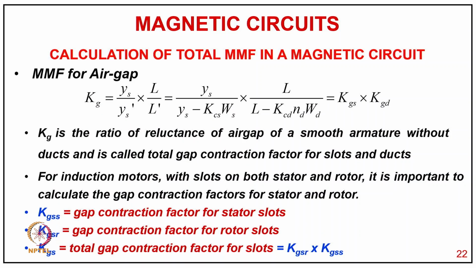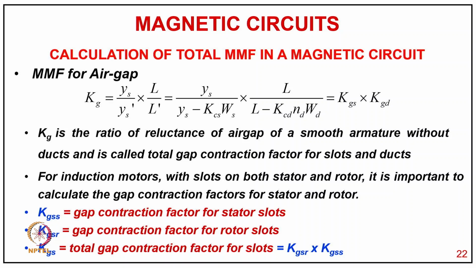So we can call it for this MF, we can call what is Kg: Kg equals Ys upon Ys dash into L upon Ls dash, and that becomes typically what we already discussed, Kgs into Kgd. So Kg is the ratio of reluctance of air gap of a smooth armature without duct, and it's called the total gap contraction factor for slots and duct.